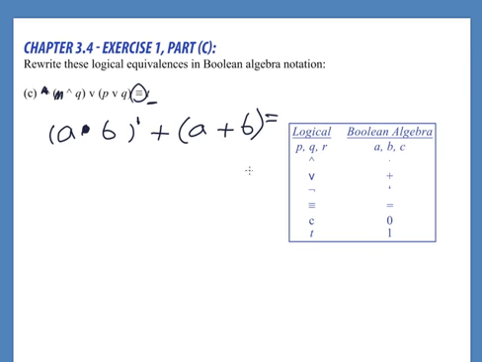And then T, according to the chart, is equal to 1. And that is the answer. I'll write it nicer. A dot B plus A plus B is equal to 1. And so that is the answer for part C.